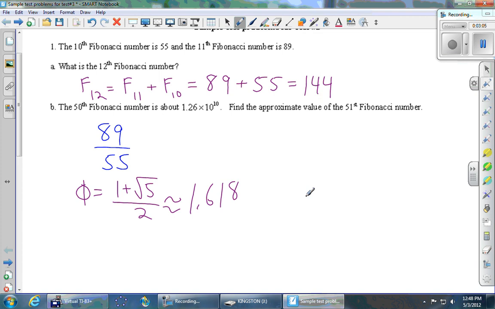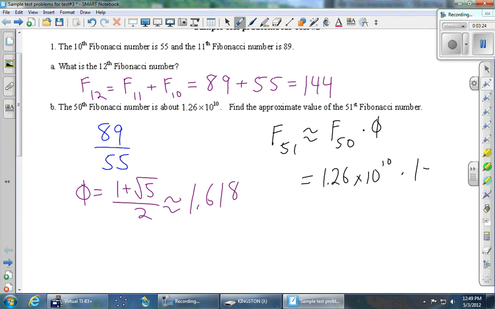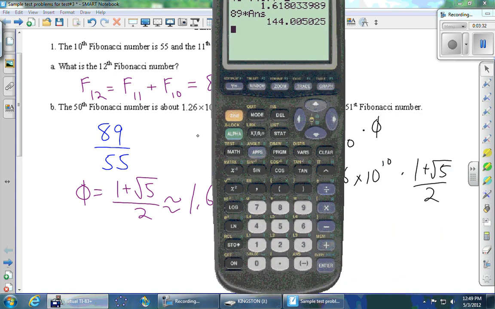So over here, we're going to say F51 is going to be really close to F50, the number that we have, times phi. And F50 is this 1.26 times 10 to the 10 times, and then phi is this 1 plus square root of 5 over 2, right around 1.618. So we'll type that into the calculator.